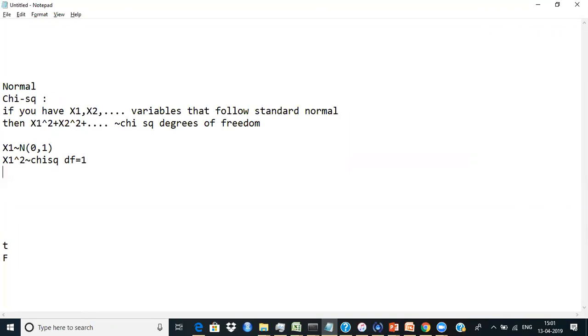Similarly, if I have x1 which follows standard normal and I have another variable x2 that also follows standard normal, then x1 to the power 2 plus x2 to the power 2 follows chi-square distribution with degrees of freedom equal to 2. So degrees of freedom basically denotes how many normally distributed variables have you squared and added up. Degrees of freedom will be 3. We'll come to that. You will realize why we require.